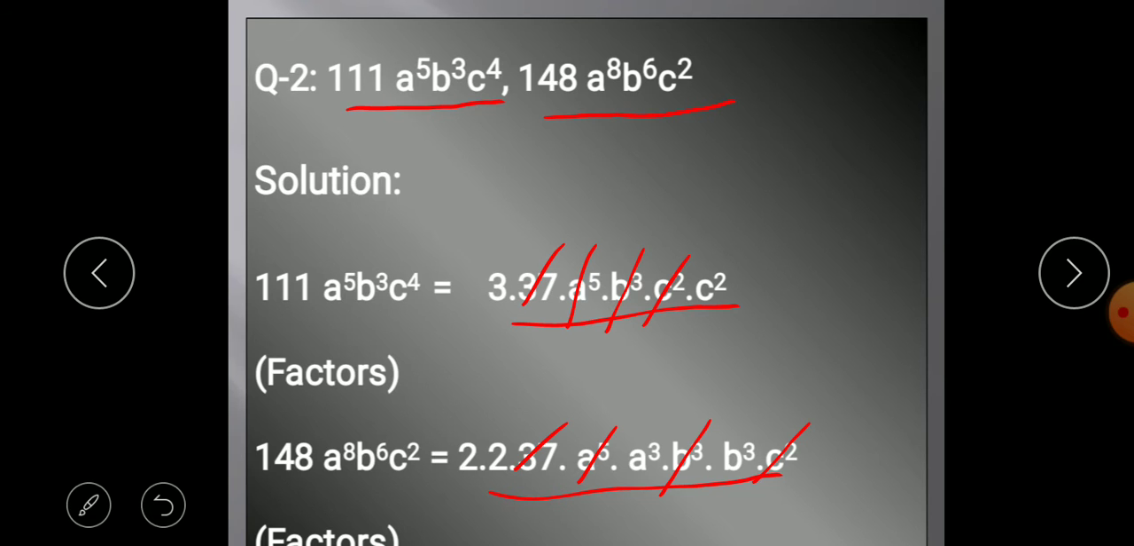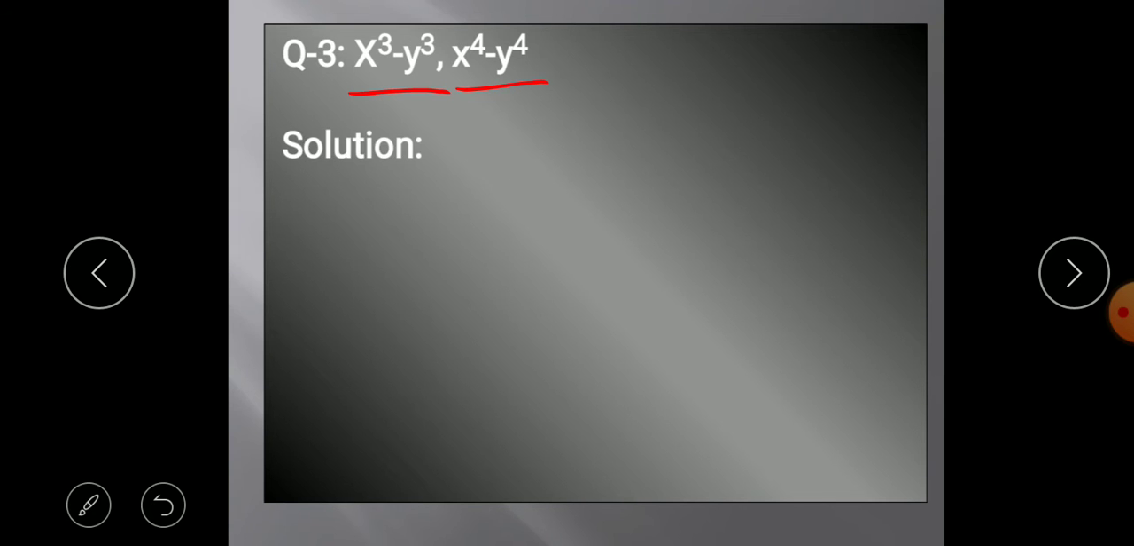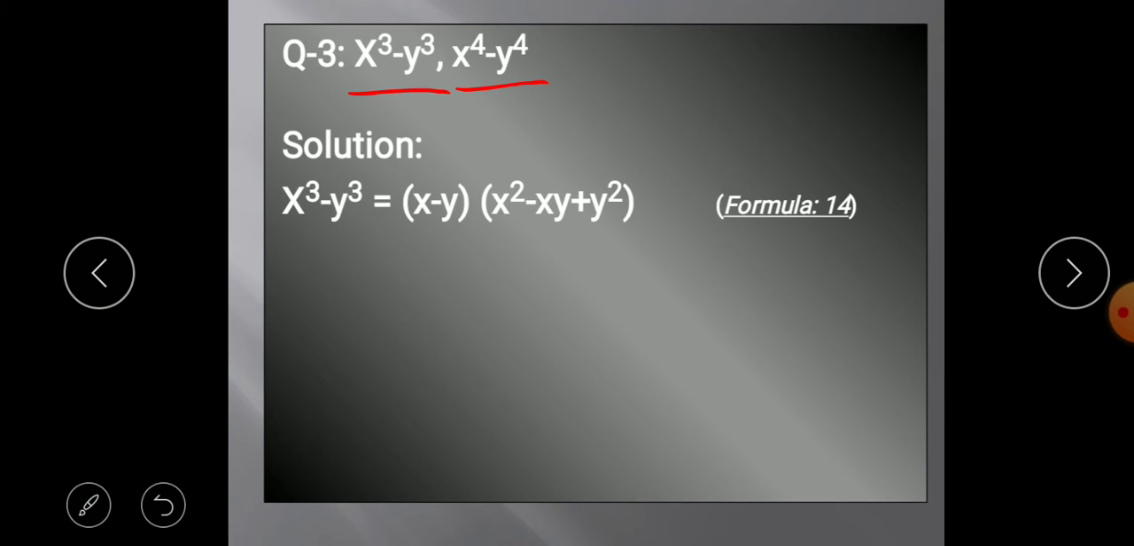Now the third question is x cube minus y cube, x4 minus y4. First of all, for finding the factors of x cube minus y cube we will apply formula number 14. According to formula number 14, x minus y and x square plus xy plus y square will be the factors of x cube minus y cube.